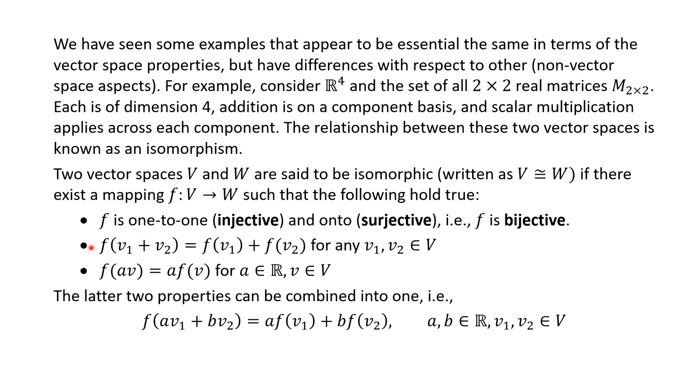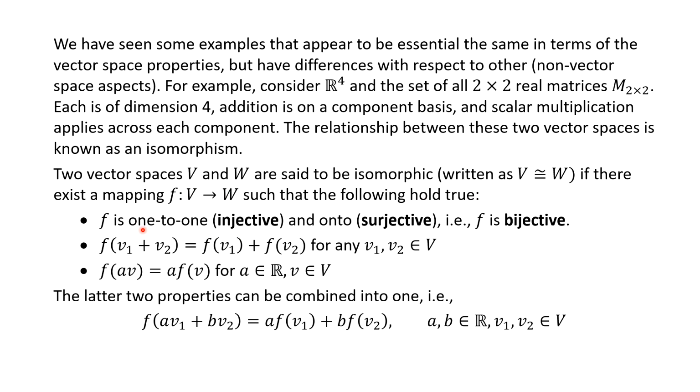When I say component, I mean either the component of R4 or the entry in the 2x2 matrix. So let's look at a formal definition here, and I'll get into these terms in the next slide if you haven't seen them before. Two vector spaces, V and W, are said to be isomorphic, and we write it like this, if there exists a mapping from V to W such that the following hold true.